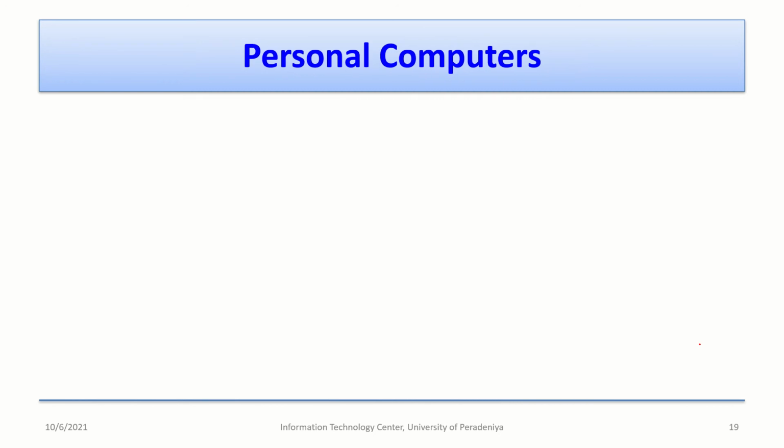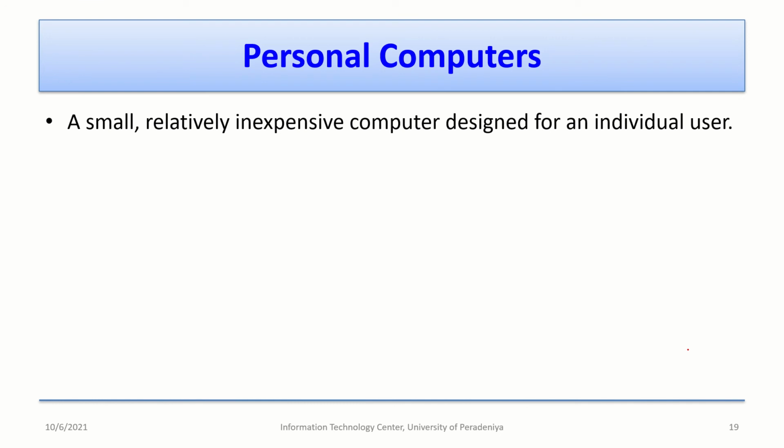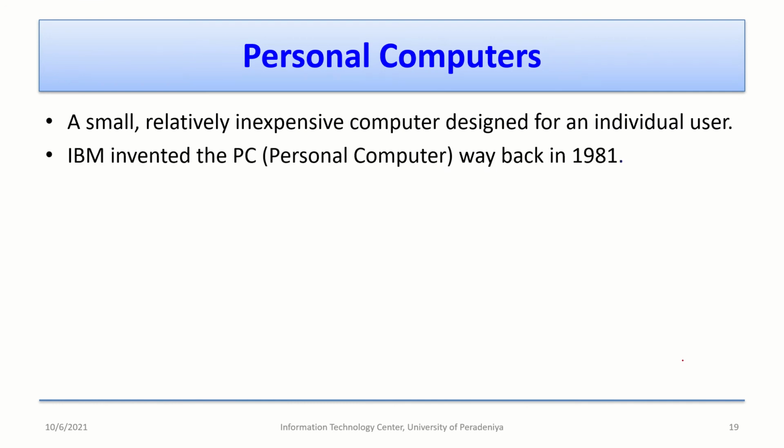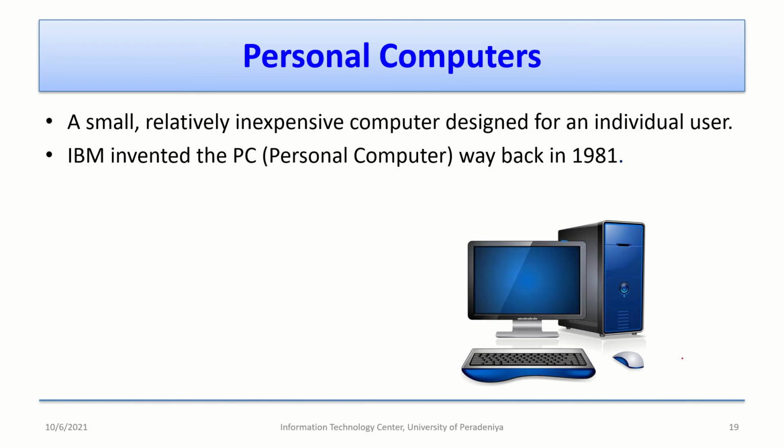And then next one is the personal computer, or we call PCs, right? So these are relatively inexpensive computers designed for individual users, right? So you know these things, right? I'm not going to explain more details here. Actually, IBM invented the PC way back in 1981, right? So this is called the personal computer.